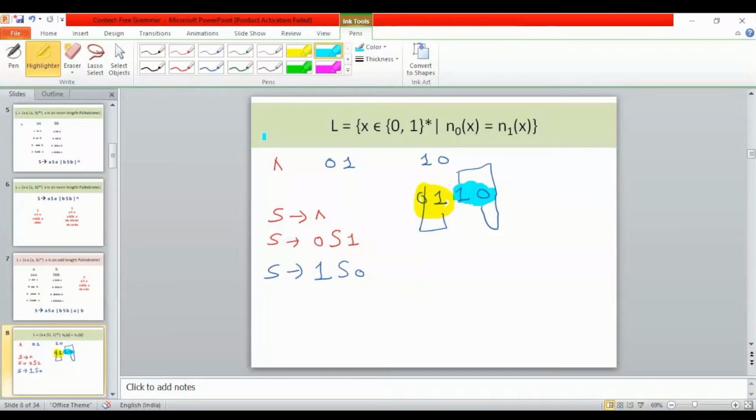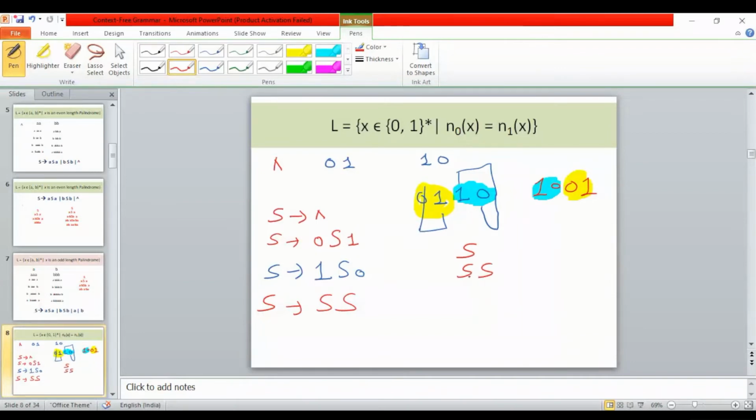Similarly, if I write 1001, which also has an equal number of zeros and ones, it also shows the concatenation that 10 is there and 01 is there. So now, to achieve the goal, we'll add one more rule in this grammar, and that is S gives SS. Because of this new rule, you are able to derive the strings. I will replace S with SS.